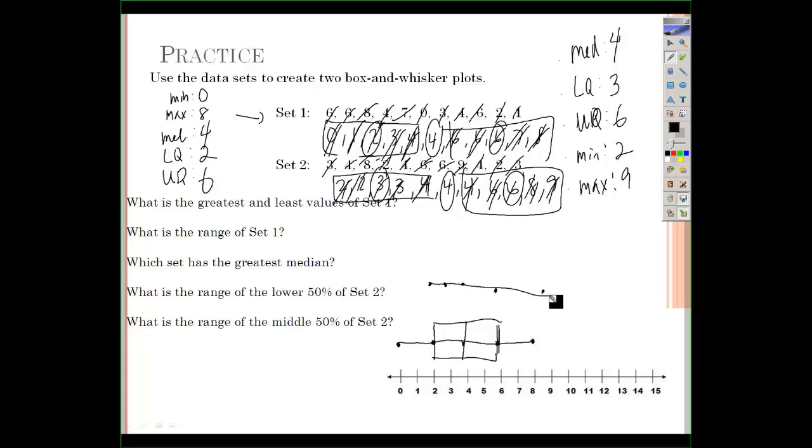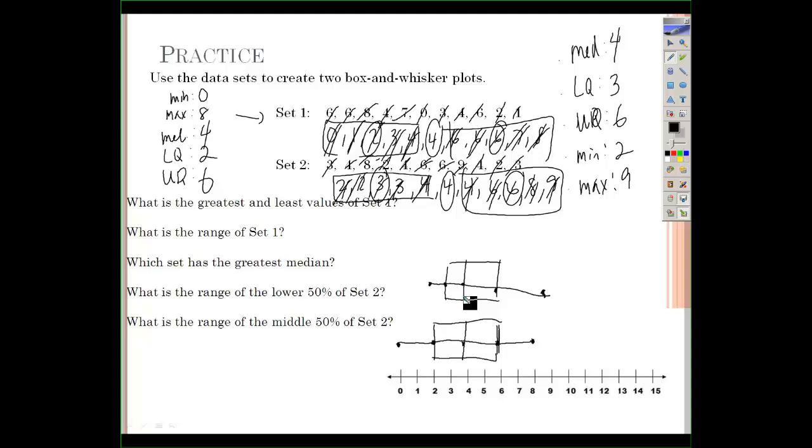Okay, and once you have the dots connected, what you do is you make your box, and your box goes from your lower quartile to your upper quartile. So I'm going to connect those right there, and I'm going to draw a line through my median. So this box and whisker plot looks a little different. It's not quite so symmetrical.